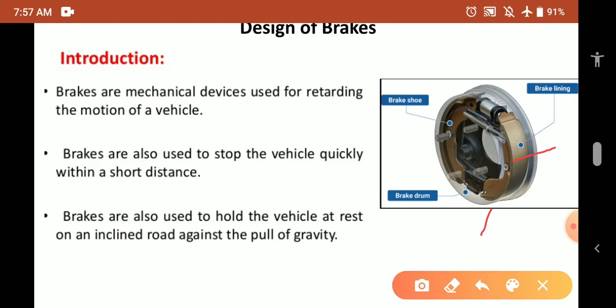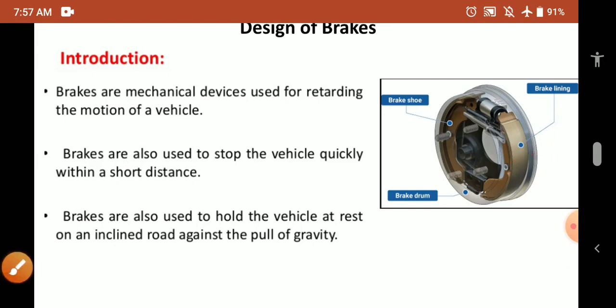Brakes are also used to hold the vehicle at rest on an inclined road against the pull of gravity. Brakes are mechanical devices used to absorb the kinetic energy of a rotating body, which is converted into heat energy.